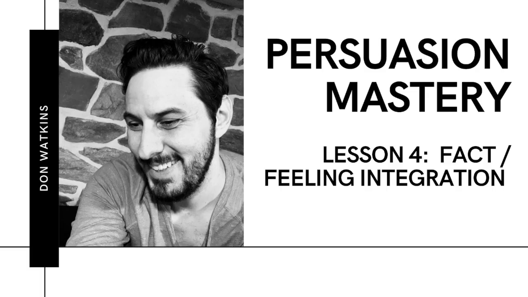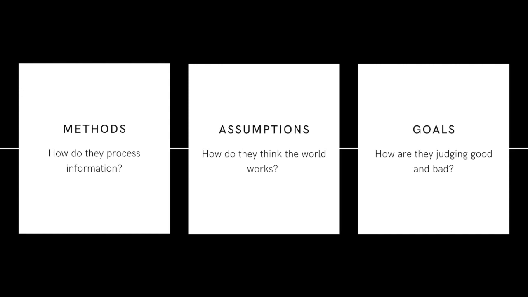I'm Don Watkins. Today we're going to talk about something that I think is really fascinating, which I call fact-feeling integration. So just a quick review. We've talked about how our framework shapes how we think about issues and how communication involves properly framing issues. A framework is made up of our methods, how we and our audience process information; assumptions, how we assume the world works, like core causality about reality and human nature; and goals, how we're judging good and bad.